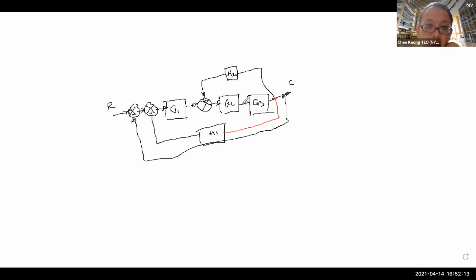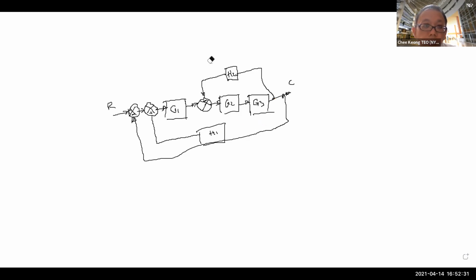Now is that going to be the same? Because just now I tapped from here. So the signal comes into here, comes out to H1. But now there's an additional path: it goes to G3, then comes down. So therefore I cannot just straight away insert like that. I have to insert 1 over G3, right? Am I correct to say that?